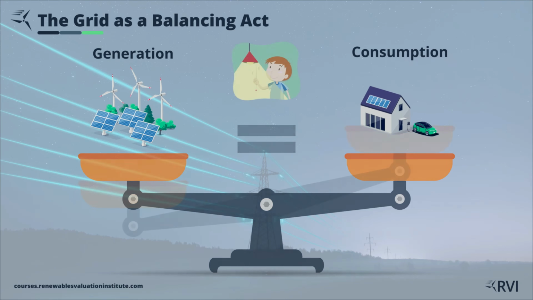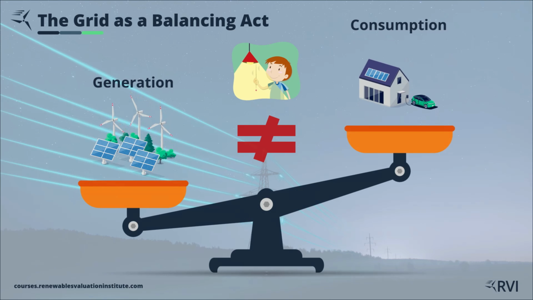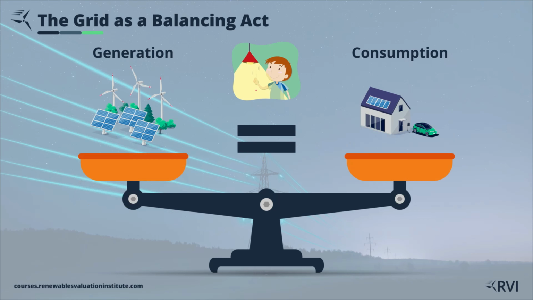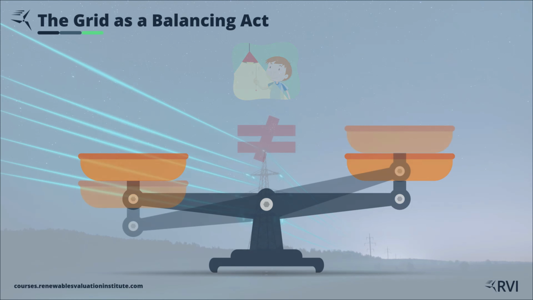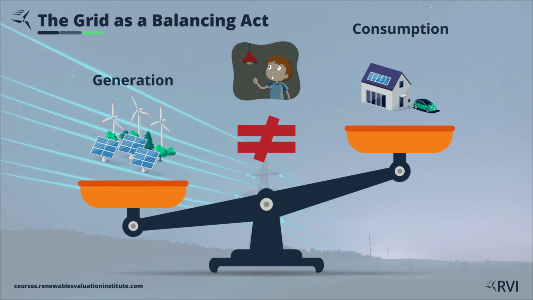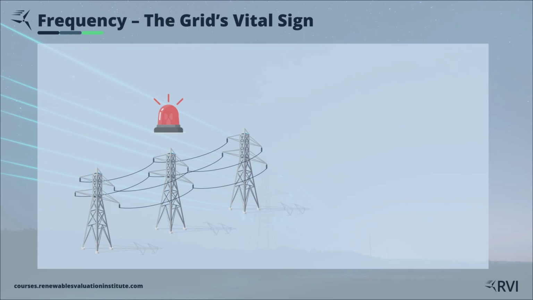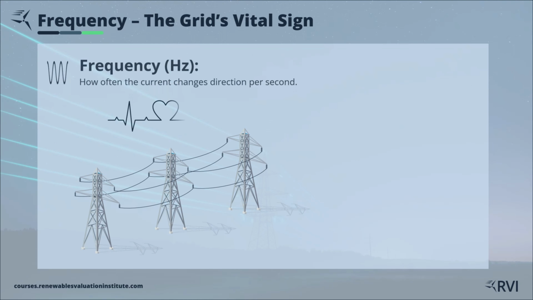At every moment, the electricity being generated must match the electricity being consumed. If someone flips on a light, or an entire city's air conditioners kick in during a heat wave, supply needs to adjust instantly. If it doesn't, the balance is thrown off, and that's a big problem for grid stability. The grid doesn't come with warning lights, but it does have a vital sign: frequency.